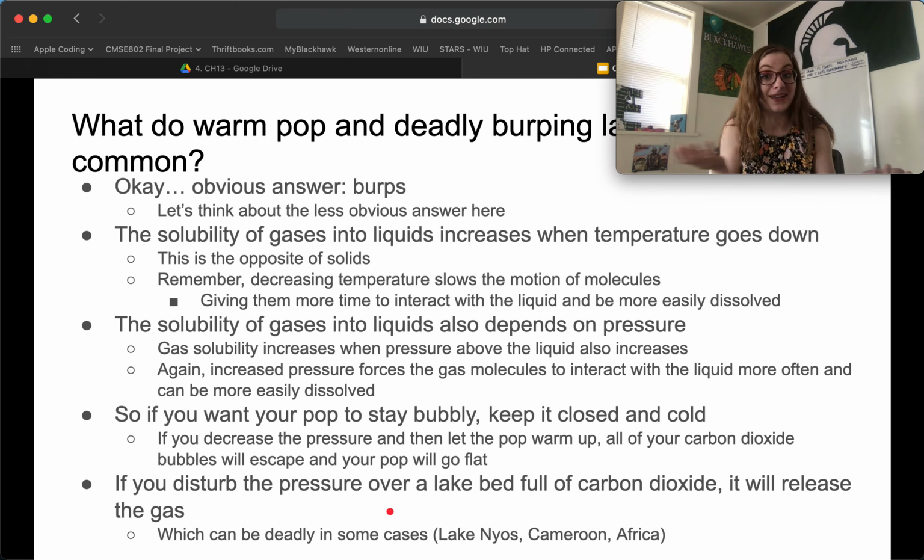It's also probably why a can will go flat faster than a bottle, because you can kind of hold that pressure in if you screw that bottle cap on. Tangent.